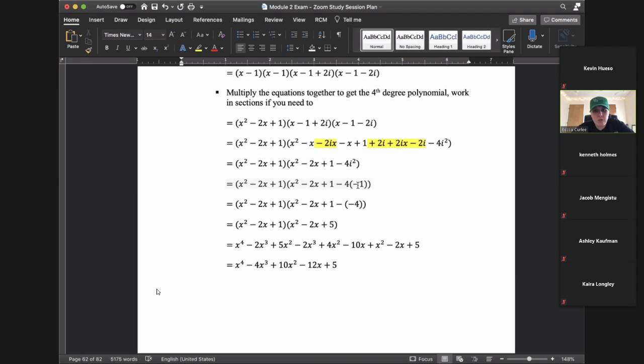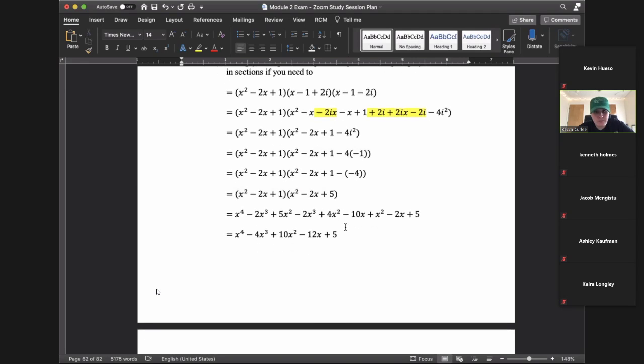Remember that i squared equals negative 1. So we can change this to negative 1, which gives us a negative 4 right here. So it's still x squared minus 2x plus 1 minus negative 4. So that gives us a plus 5.